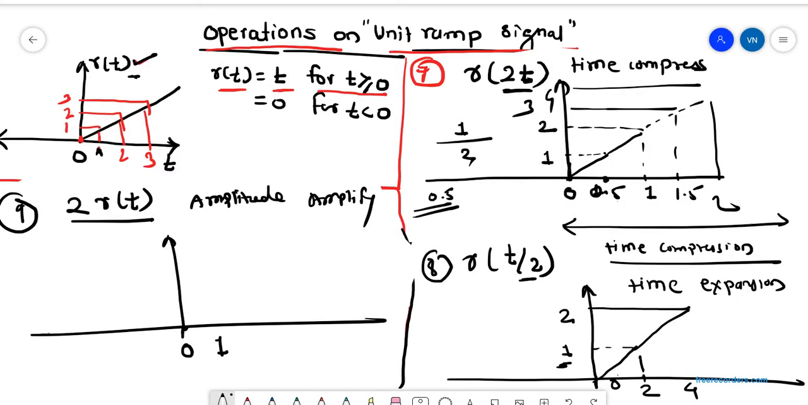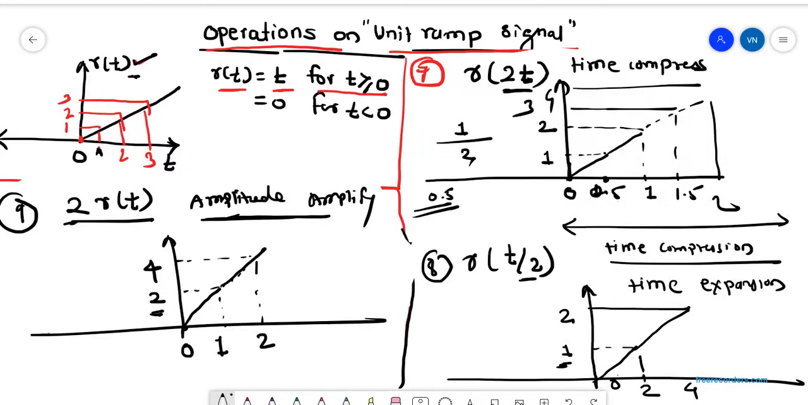So initially for 1 having a 1 amplitude, but after multiplying by 2, you will get 2. Basically it goes up the same way. Now the amplitude for t equal to 2 is nothing but 4. So like this the signal goes on increasing. If you observe the signal, I have just multiplied that particular amplitude by 2. So whatever operation this is, it is nothing but amplitude amplification.